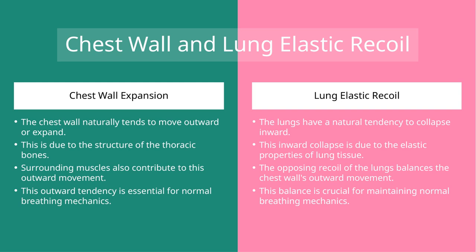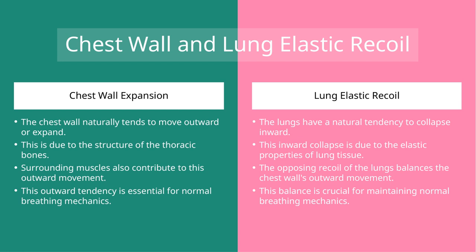First, the chest wall naturally tends to move outward or expand. This outward movement is primarily due to the structure of the thoracic bones, which are shaped in a way that favors expansion. Surrounding muscles also play a significant role here. They contribute to this outward movement, especially during breathing. This tendency of the chest wall to expand outward is actually essential for normal breathing mechanics because it helps create the space needed for the lungs to fill with air.